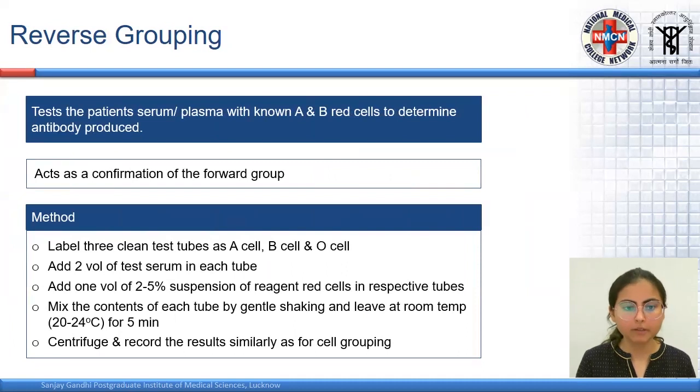Now we come to reverse grouping. You have to take 2 test tubes and label them as A and B cell. Add patient serum in both the test tubes, and add 2 to 5% A cell suspension to the first tube and 2 to 5% B cell suspension to the second tube. Now you may be thinking, what are these A and B cells? These are the pool cells which are already available either commercially or you can make them in your blood bank. This reverse grouping acts as a confirmation for the forward grouping. Similarly, mix it gently by hand, let it stay at room temperature for 2 to 5 minutes, then centrifuge it and check the results by rolling it between your fingers.